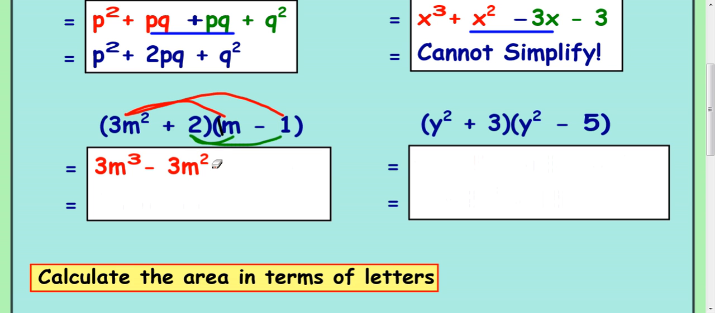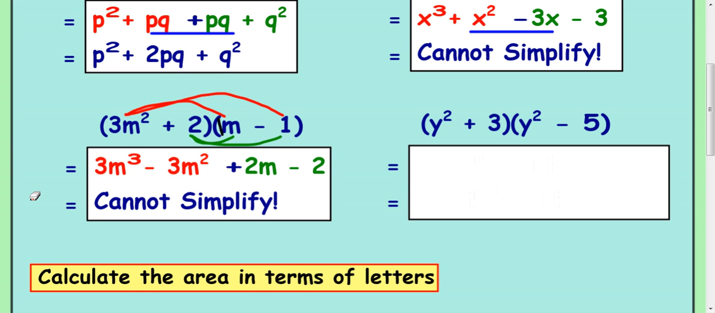3m squared times negative 1, that's negative 3m squared. 2 times m is 2m. And positive 2 times negative 1, signs are different, so it's a negative answer, it's negative 2. Okay, we've got cubes, we've got squareds, we've got m's, and then numbers. There's nothing you can do with that to simplify. Okay, last one here. Again, draw your wee lines in to help you if you need to. I always think it helps. It just gives me an order of doing things.